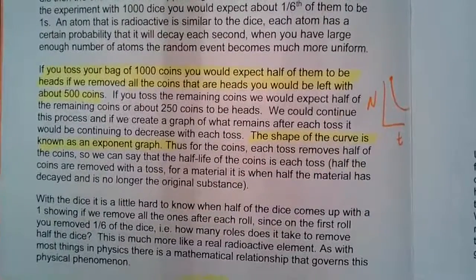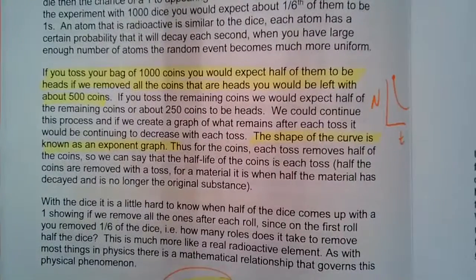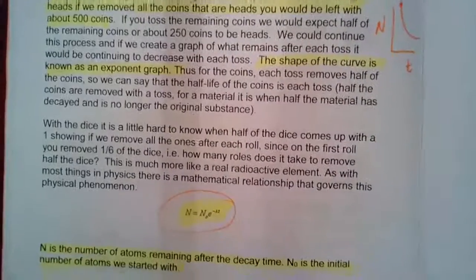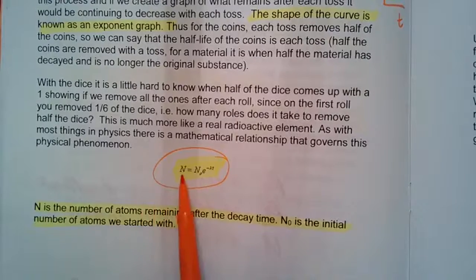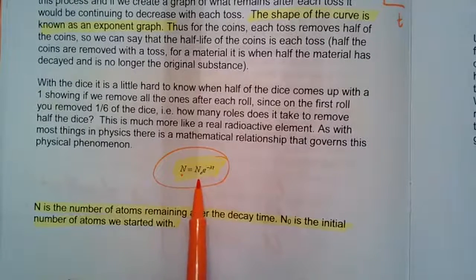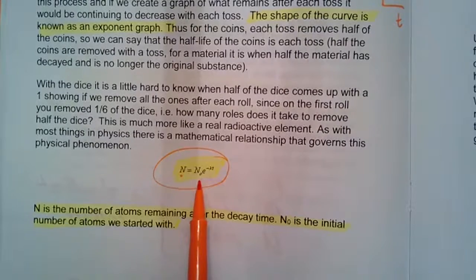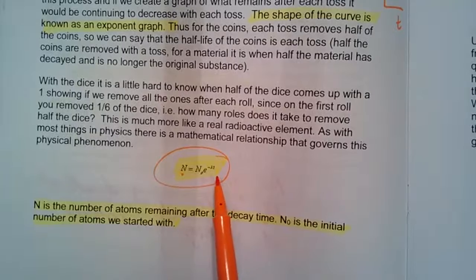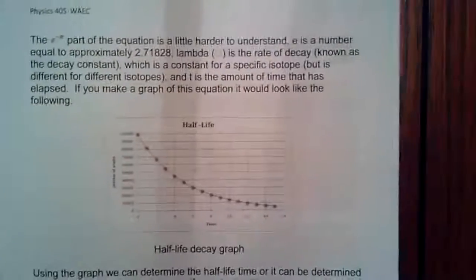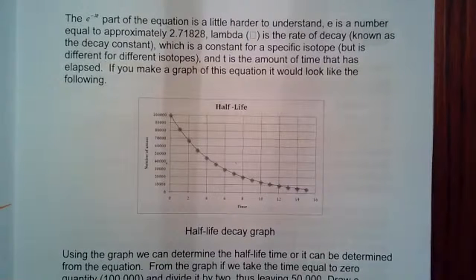This is a mathematical formula for calculating the physical phenomenon of half-life. N is the number of atoms remaining after decay time. N naught is the initial number of atoms that we start with. And the exponent, e to the negative lambda t, is pretty complicated to understand. But we're going to be looking at this qualitatively, and we can still calculate the number, or what mass, remains after a unit of time.